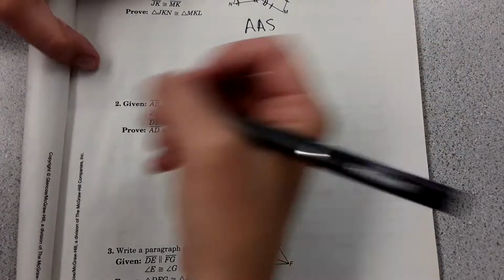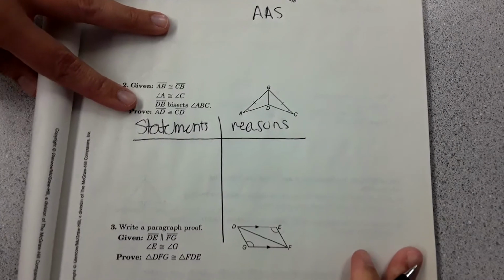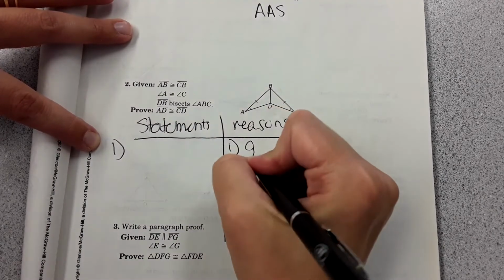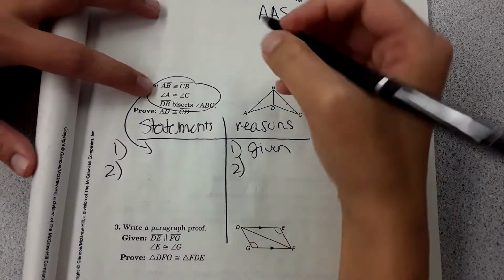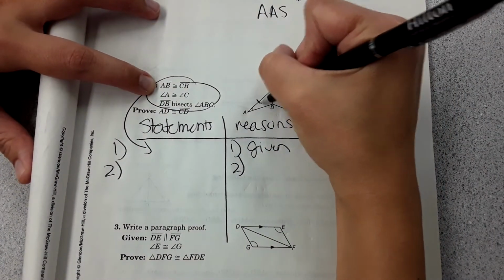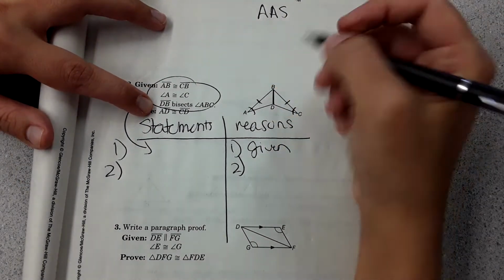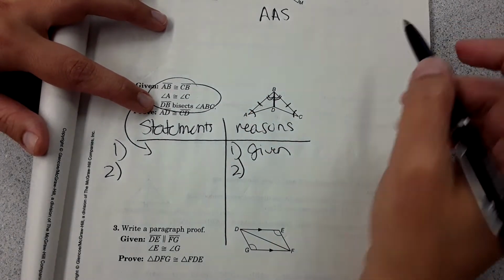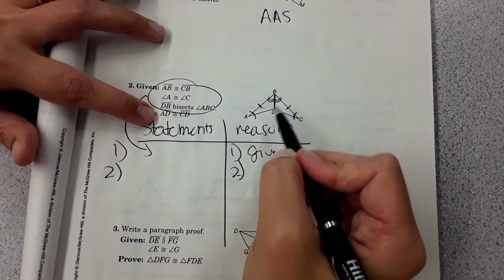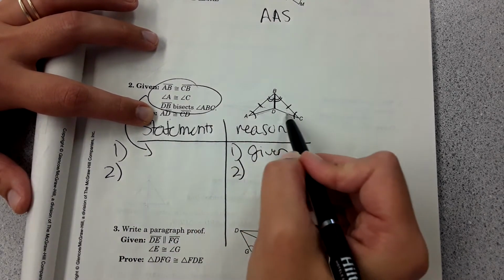But this one we're writing out. Statements, reasons. This situation comes up a lot, starting with, of course, the given. This would go here. So here it shows us what it's saying. It's saying AB is congruent to CB, angle A is equal to AC. It also says that DB bisects this angle, so that means this angle would be the same as this. Well, we can prove that these two triangles are congruent because of angle, side, angle, but it's not asking for that. It's actually asking us to prove this is congruent to this.